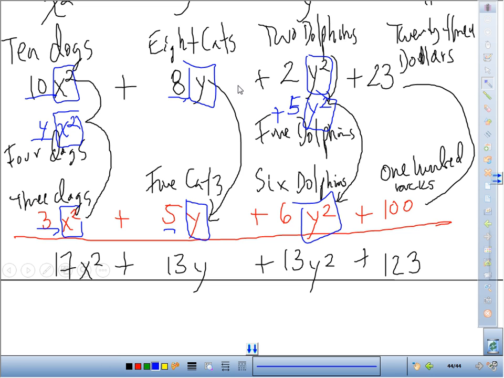Because we cannot combine dogs with cats. Because then you don't know who has more. And not only that, they're going to fight if you put them together. Everybody with me? So this is one way of introducing adding and subtracting polynomials.